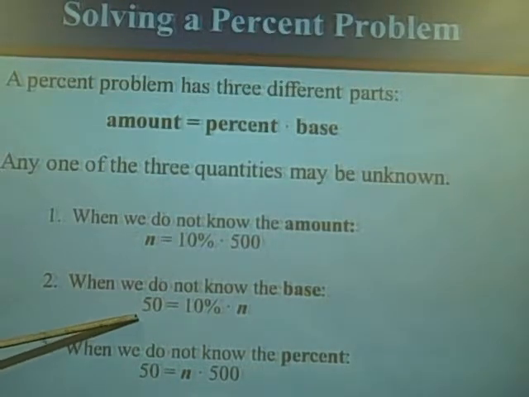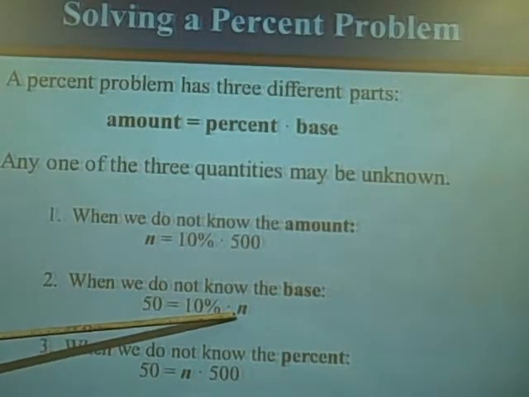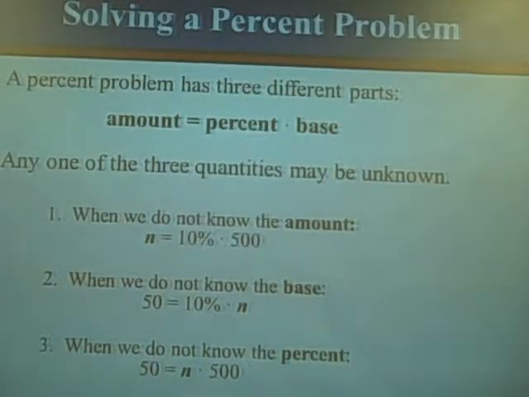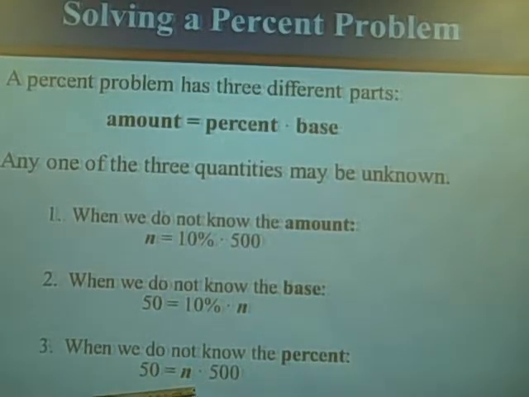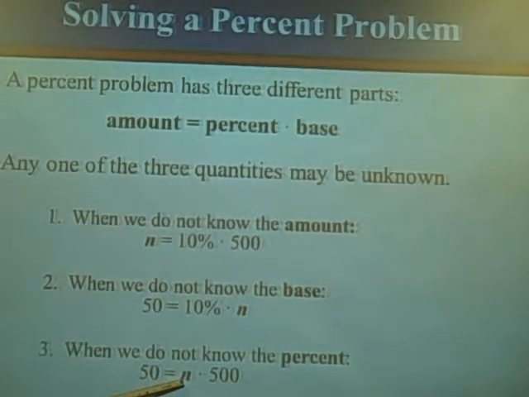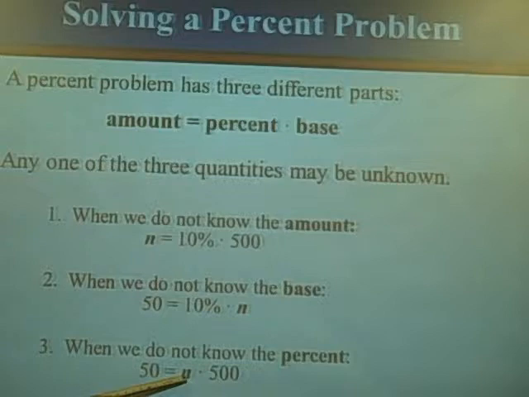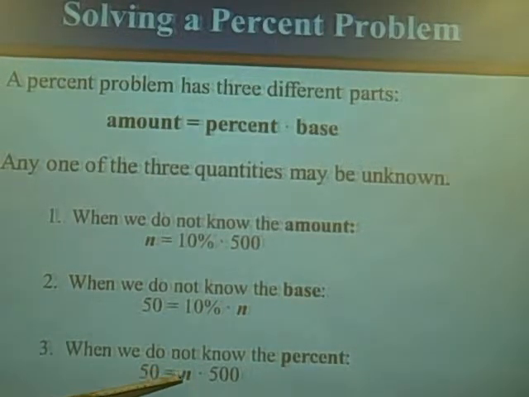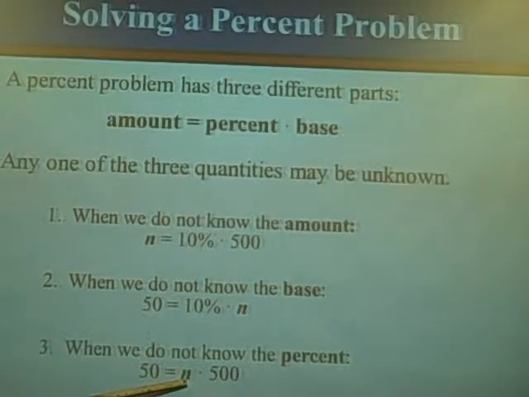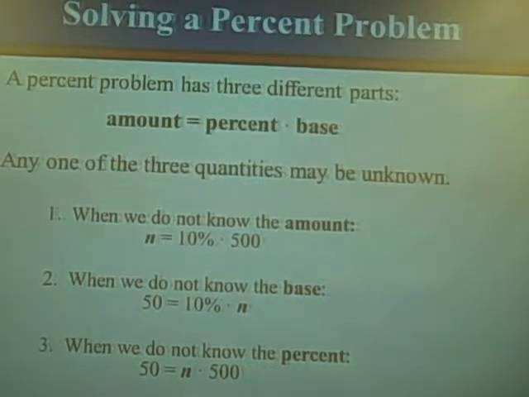Here we know the amount and we know the percentage, but we don't know the base. The third unknown is where we know the amount and the base, but we don't know the percent. This one can be a little tricky because you're going to get an answer as a decimal, but you have to convert that to a percentage. So you have to move 2 places to the right if you're trying to find a percentage. Okay?